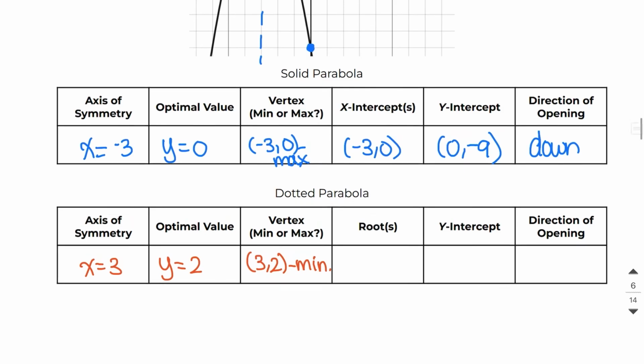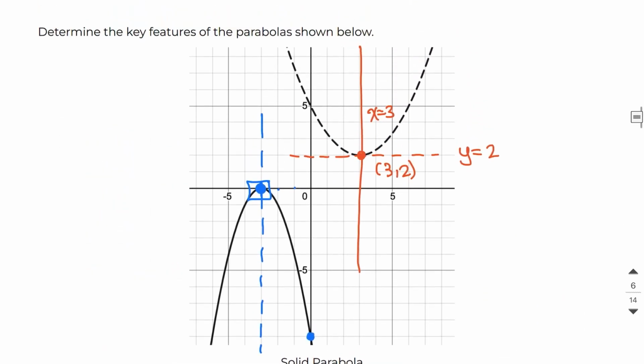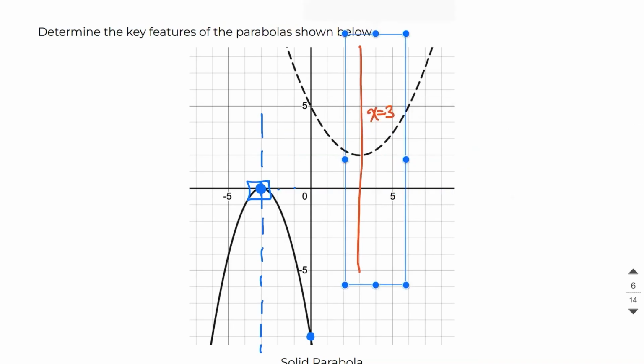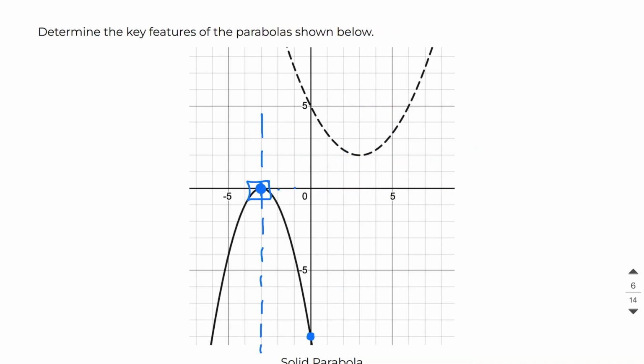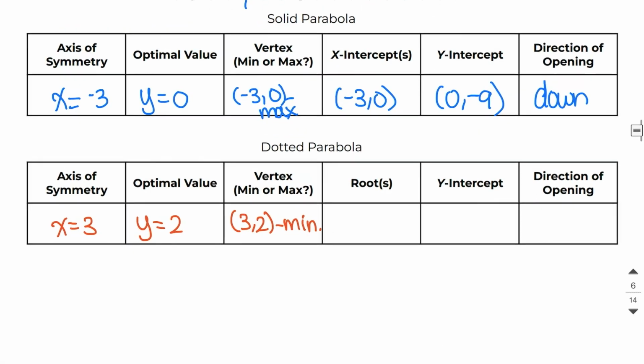Now let's talk about our roots, our y-intercept. So here, if you look, our graph does not touch the x-axis at all. It starts above the x-axis, it goes down, it reaches its, by the way, the vertex is also called a turning point. So it reaches its turning point, and it's called that because it turns back around and it never makes it to the x-axis, which means that there are no roots. Okay, and then the y-intercept is going to occur at 0, 5. So we say that there are no roots. The y-intercept is at 0, 5, and this time the direction of opening is up because it's open on the top.